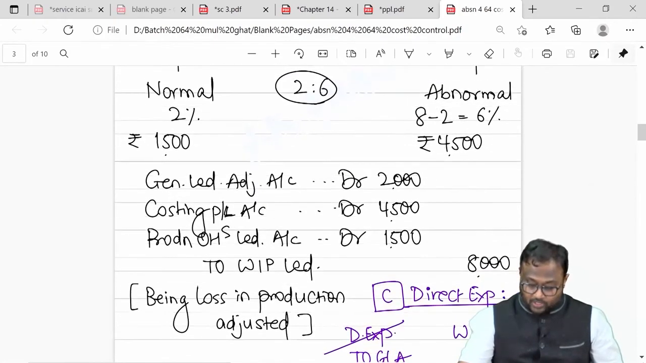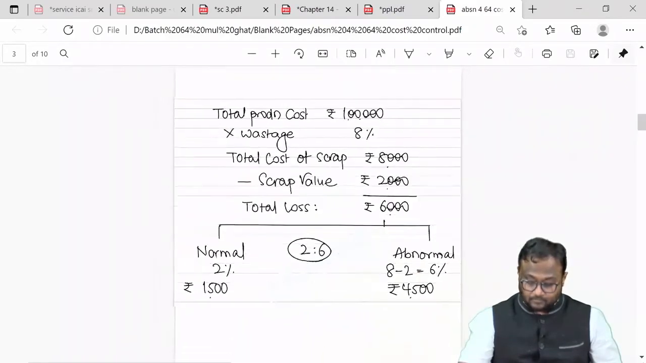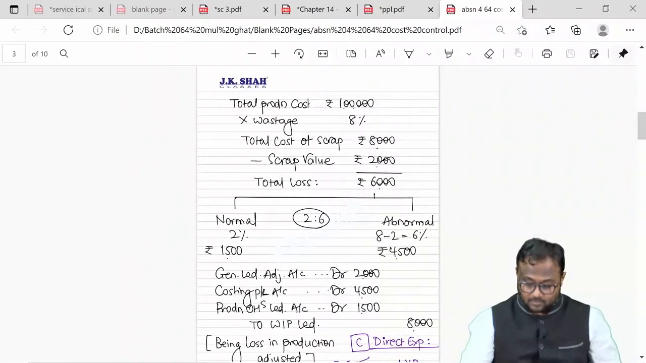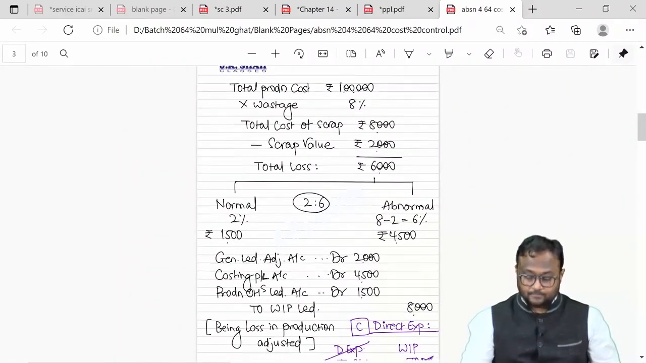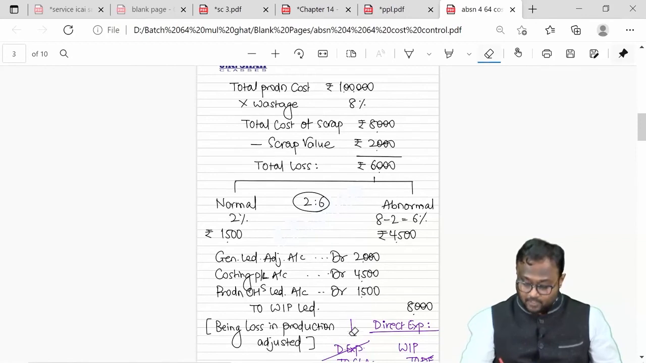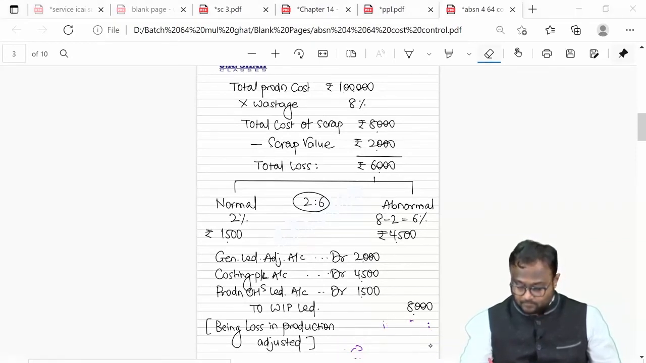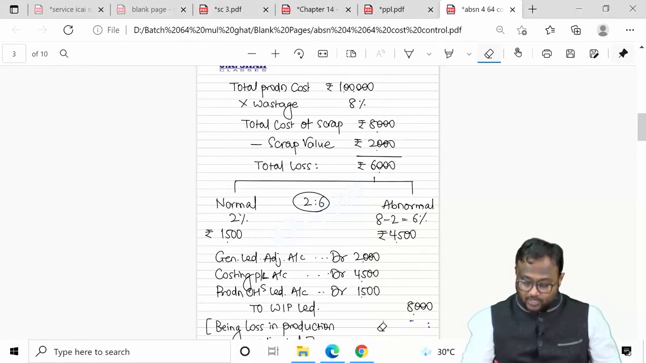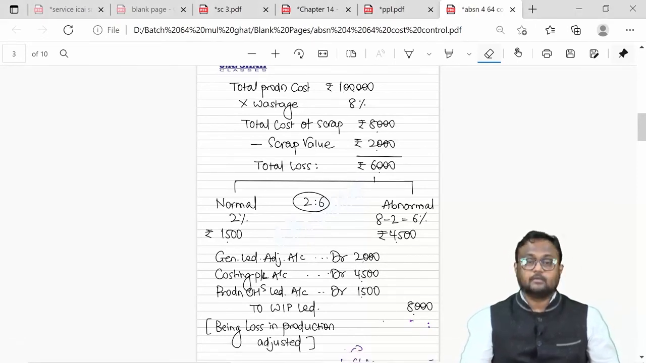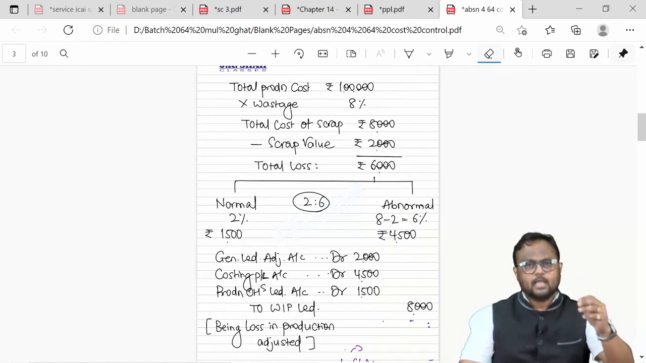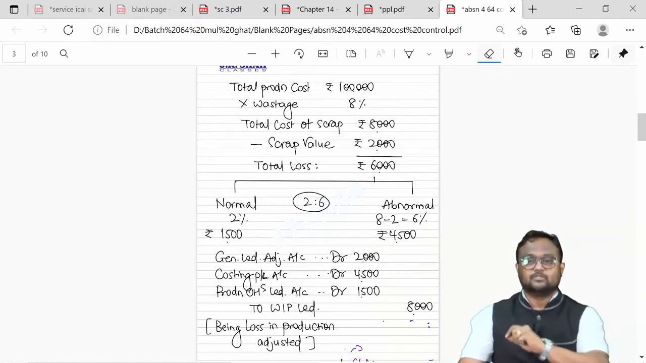If you want, you can copy this solution. Being loss in production adjusted. So you can pause this video and get it copied. Total cost 1 lakh. Production cost. 8% is loss. So 8,000 is a cost of loss. 2,000 I could recover. So 6,000 is my net loss.